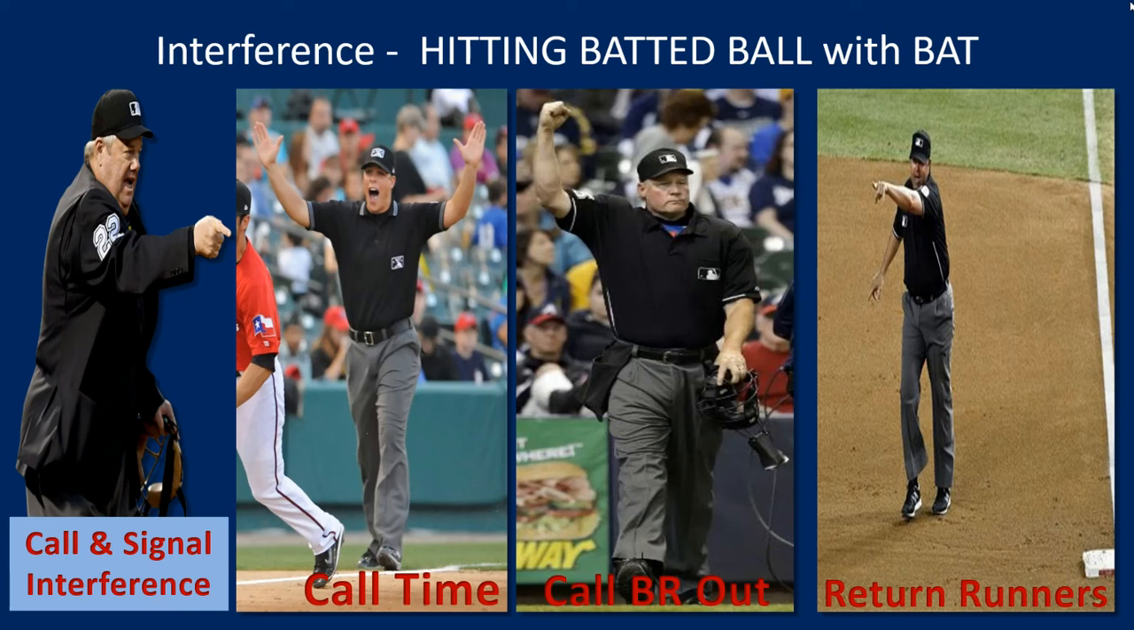When the batter hits the ball a second time with their bat in fair territory, we call and signal interference, we call time, we call our batter runner out, and the runners return. So that's when our batter hits a fair batted ball with their bat.